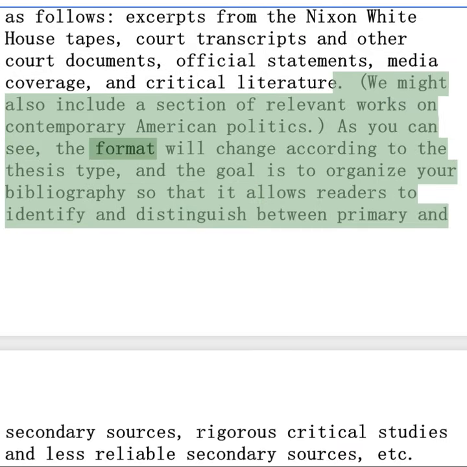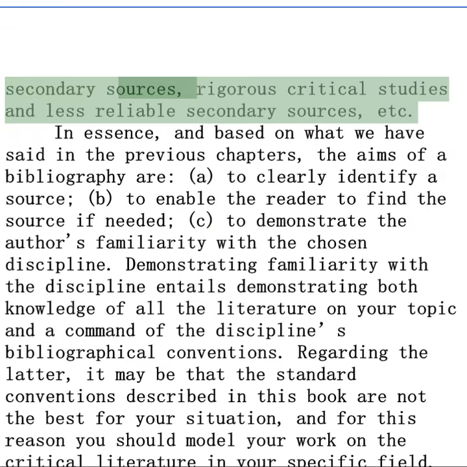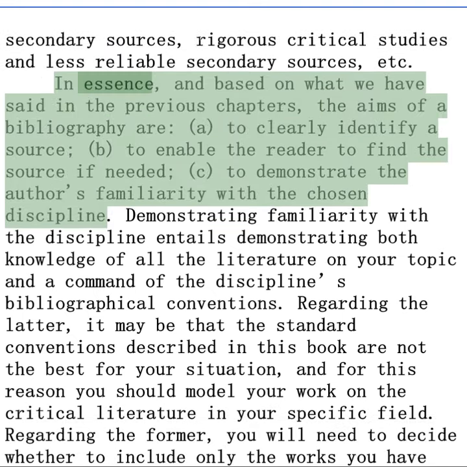As you can see, the format will change according to the thesis type, and the goal is to organize your bibliography so that it allows readers to identify and distinguish between primary and secondary sources, rigorous critical studies and less reliable secondary sources, etc. In essence, and based on what we have said in the previous chapters, the aims of a bibliography are to clearly identify a source, to enable the reader to find the source if needed, and to demonstrate the author's familiarity with the chosen discipline.